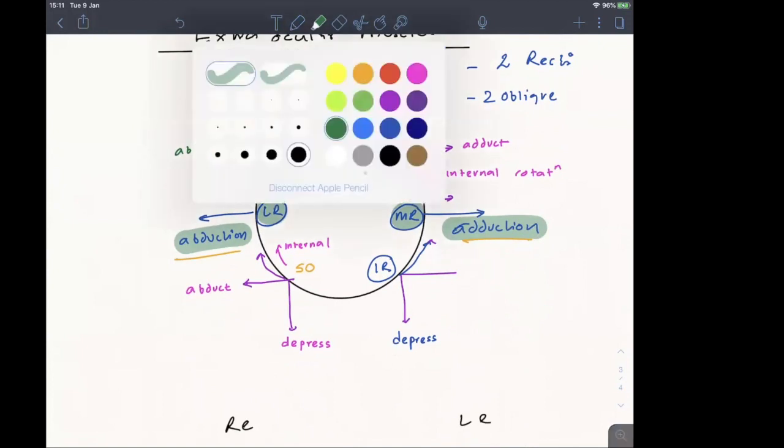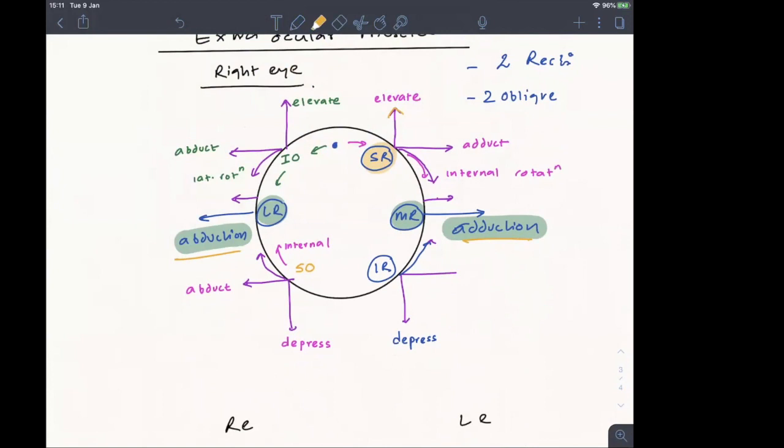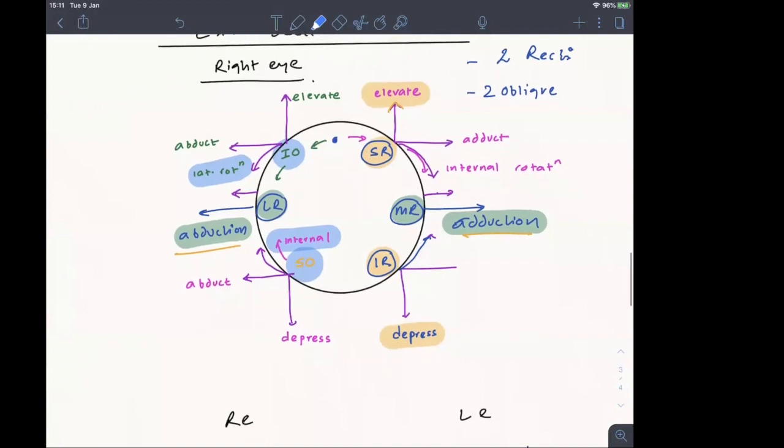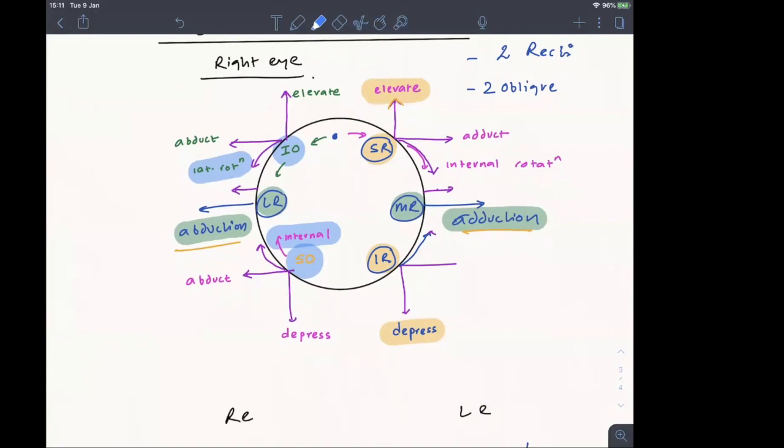What about your superior rectus? The main action of superior rectus is elevation. And the main action of your inferior rectus is depression. And coming to your superior oblique, the main action of your superior oblique is internal rotation. And the main action of your inferior oblique is external rotation. All right, so that is the concept of one primary action, and then you have secondary actions.